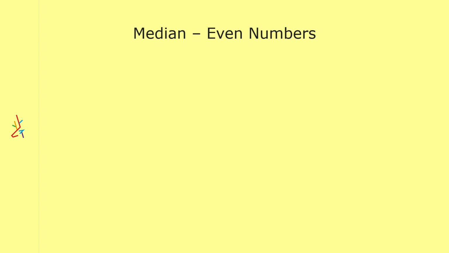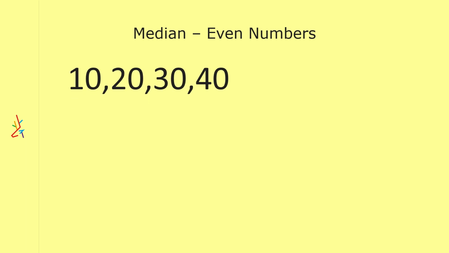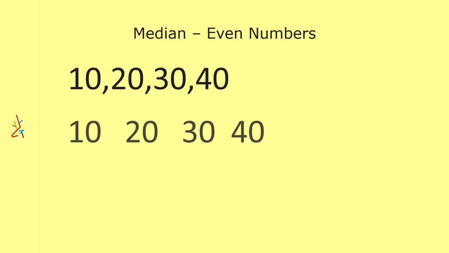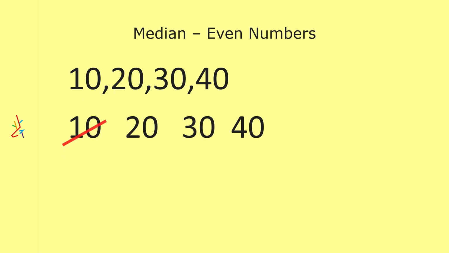Right, median, even numbers. So this is if you had 2, 4, 6, 8, 10, etc. numbers. So same thing, put them in order starting from lowest to highest. Once you've done that, same thing again, cross them out until you reach the middle. You will end up with 2 middle numbers.